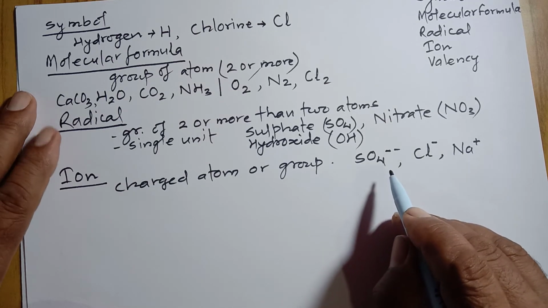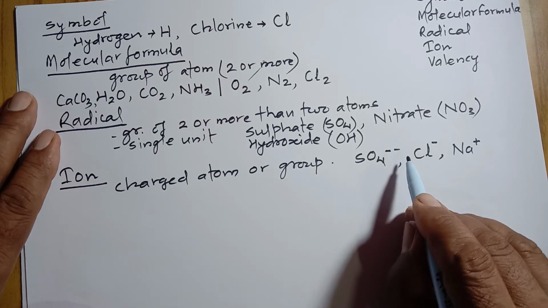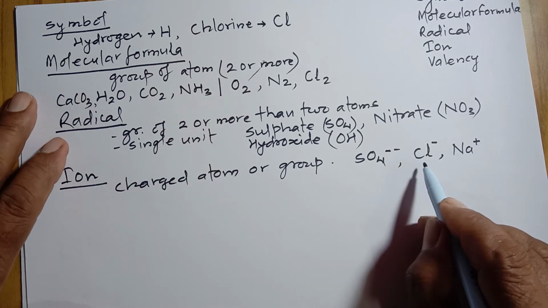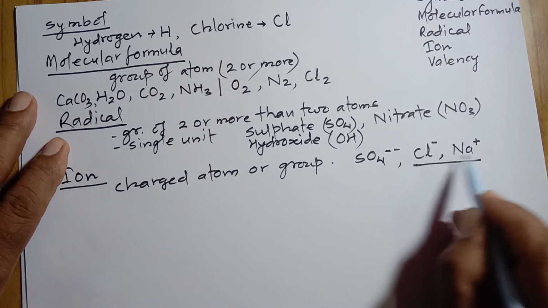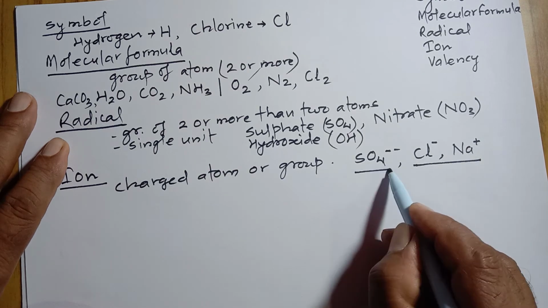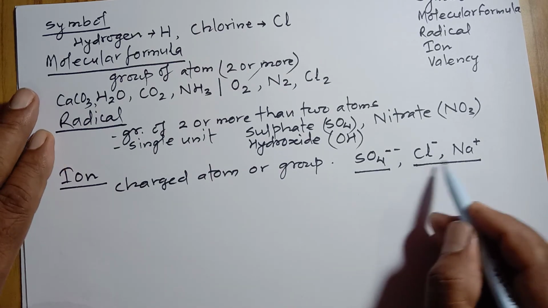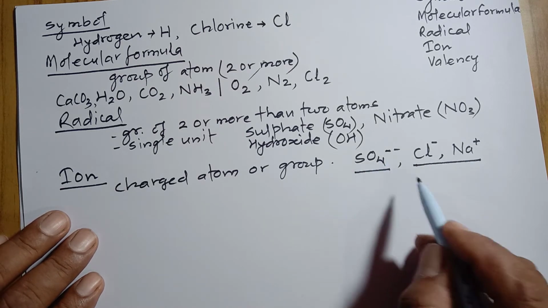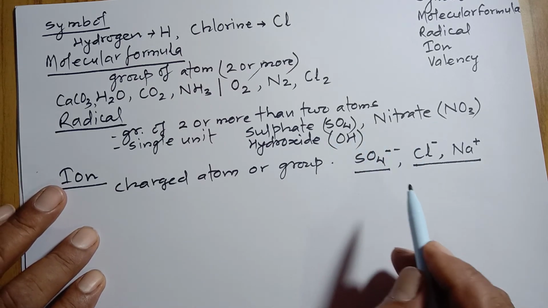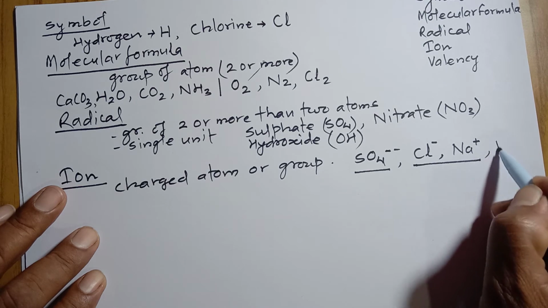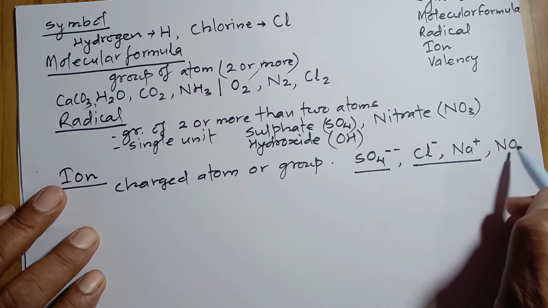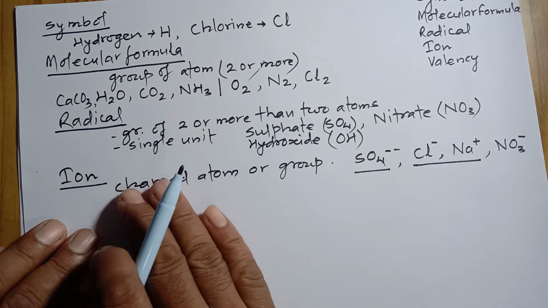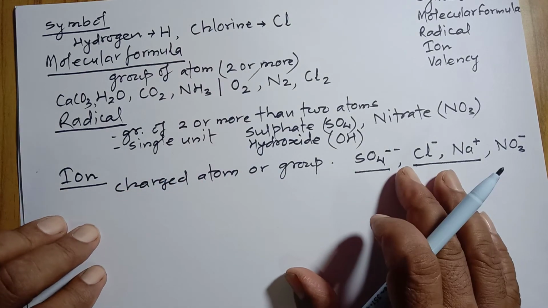And ion may be negatively charged or it may be positively charged. An element also forms ion, and radical also forms ion. Look at this. These are the ions formed by the element, and this is the ion formed by the radical. In the same way, there are others also. Nitrate ion, NO3 minus, it is negatively charged ion. One electron is excess. This way, ion can be understood.